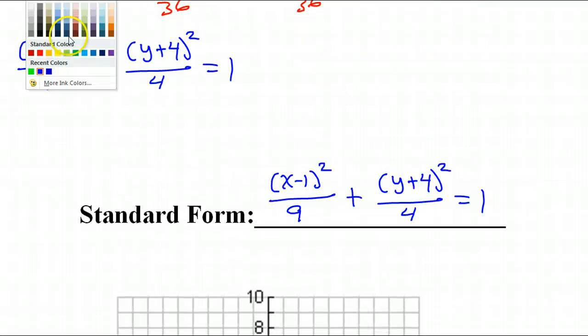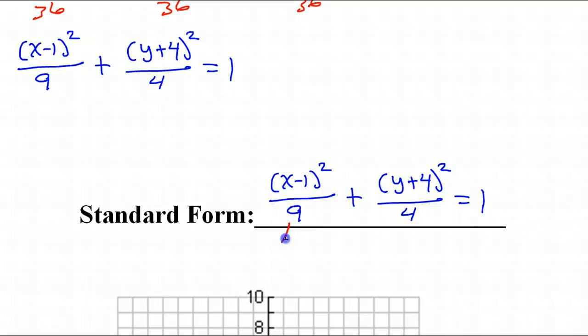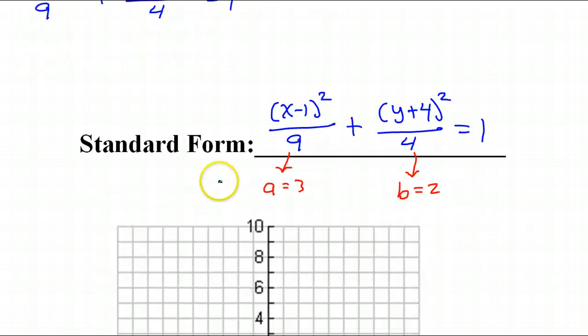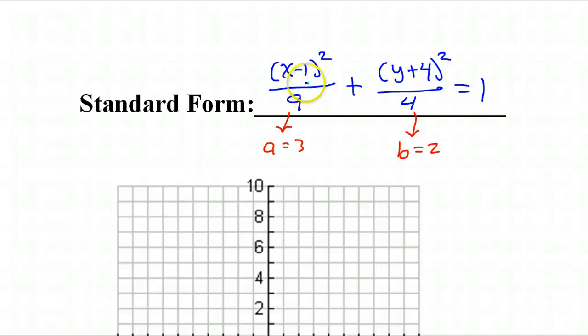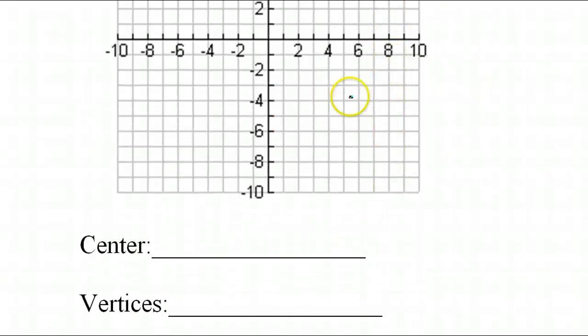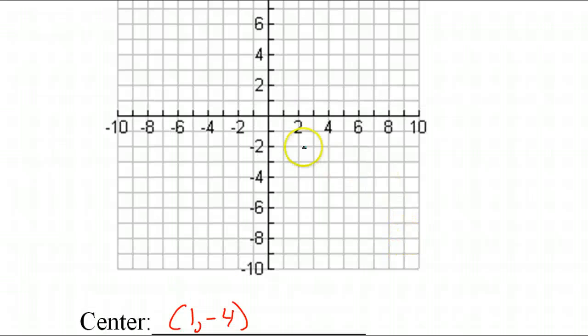So might as well just go ahead and mention, this tells me that a is 3 and b is 2, because it's a squared and b squared. Again, for ellipses, we always call the bigger one a. Looking at this, we can know the center. The center is going to be the opposite of this and the opposite of that, so positive 1, negative 4. So 1 comma negative 4 is my center.